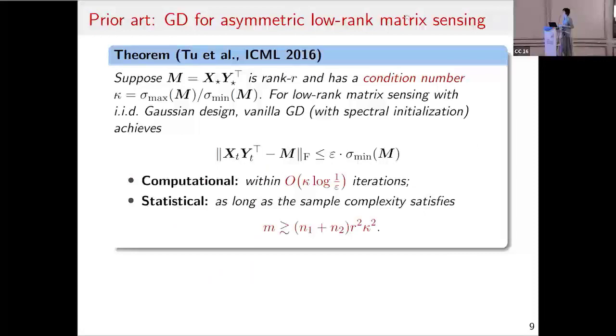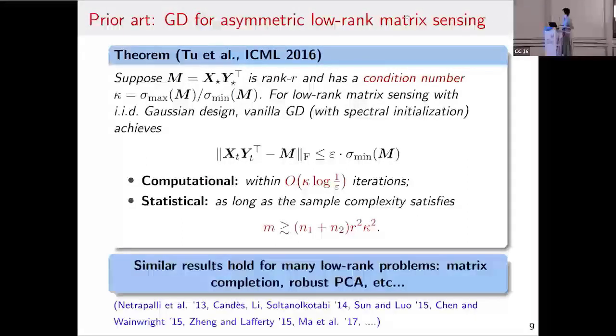And this is a warm-up result from the prior literature on the problem, developed a couple of years ago. Imagine you have a low-rank matrix M that has rank R and a condition number kappa, which is the ratio of the largest singular value to the smallest non-zero singular value. Then for this matrix sensing problem, you can show that vanilla gradient descent achieves epsilon accuracy within a number of iterations on the order of kappa log 1 over epsilon, as long as the sample size is larger than the degrees of freedom of this low-rank matrix, up to some polynomial order in the rank and the condition number. This kind of result has been established for many other types of low-rank problems as well, such as matrix completion, robust PCA, and so on and so forth.